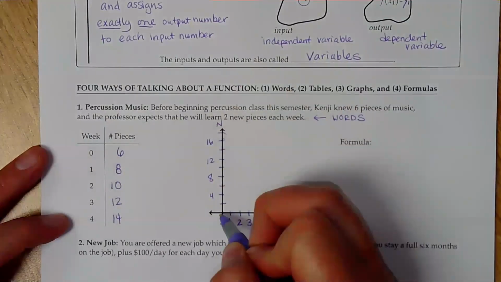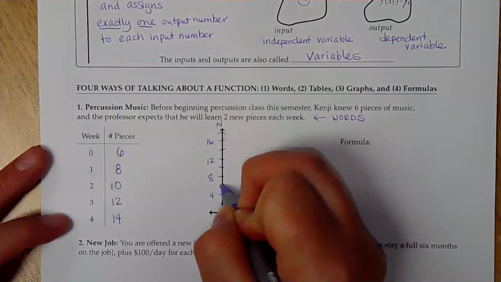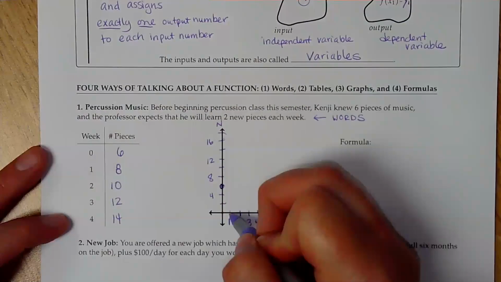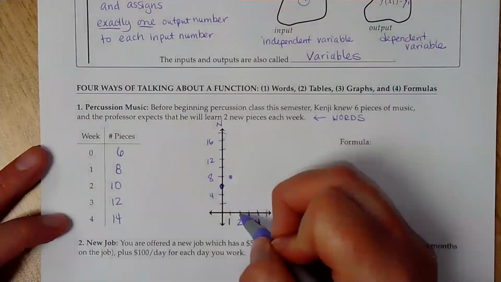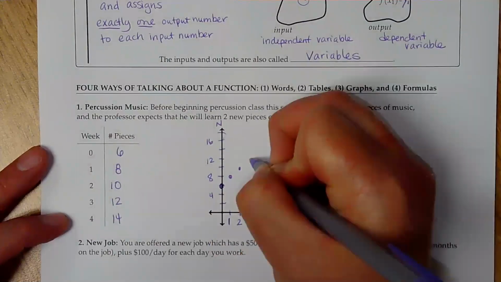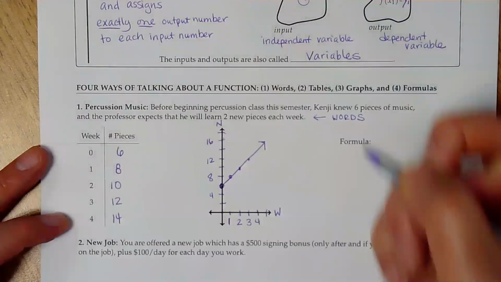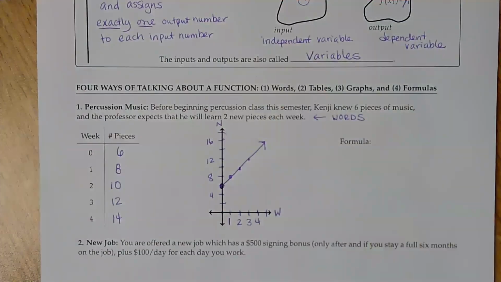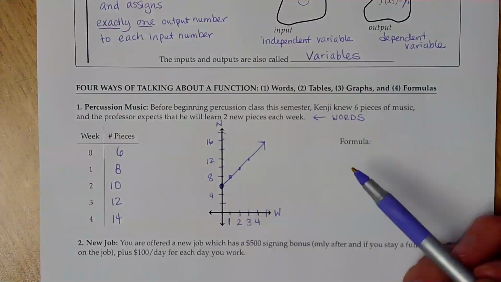So at the very beginning, at week 0, we have 6 pieces of music. At the end of the first week, we have 8 pieces. At the end of the second week, we have 10. At the end of the third week, we have 12. That should be enough for us to draw this line in here. So there's our graph. So we have words, table, graph, and then the last part of this is our formula for our function.